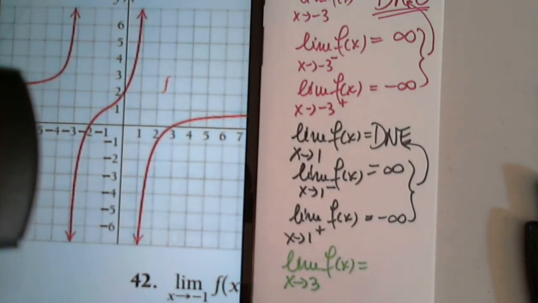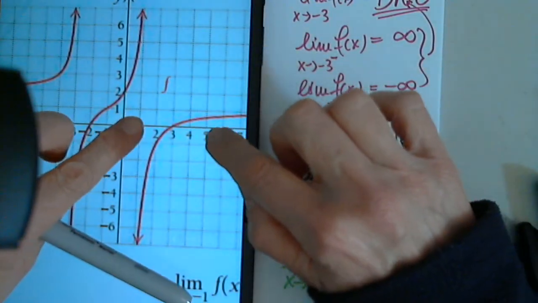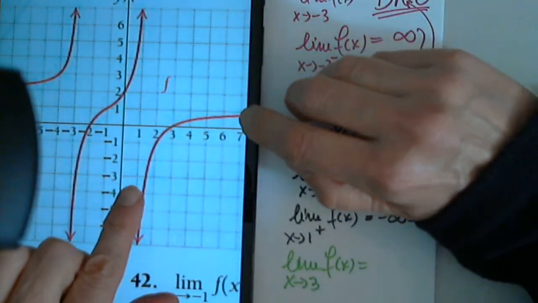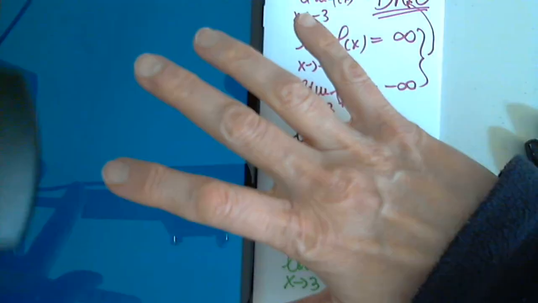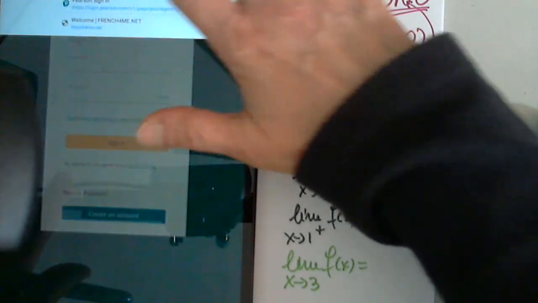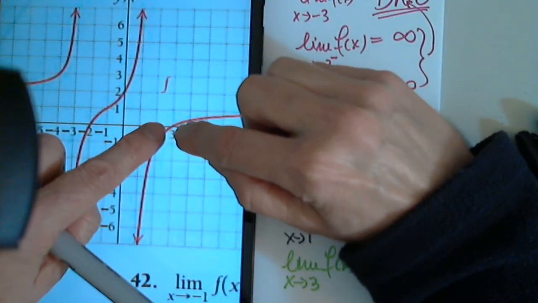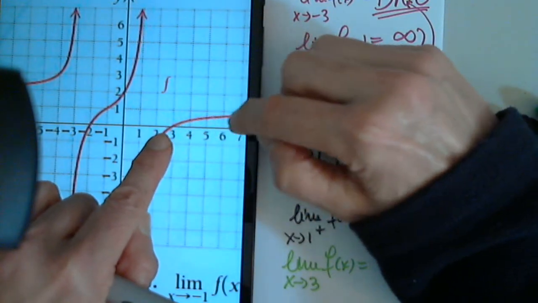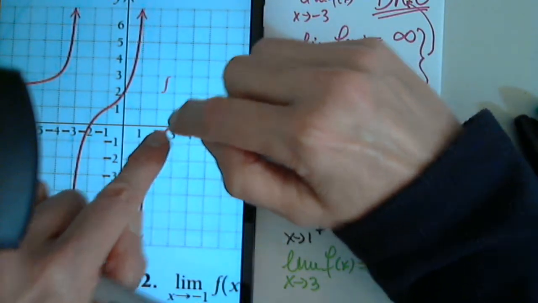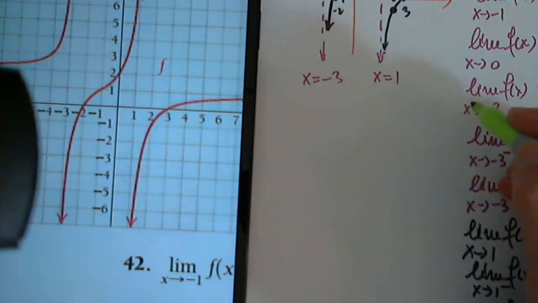Anyone? Yes. So we read from this point. As x gets closer and closer to 3, function values get closer and closer to 0. High to 0, low to 0. Okay, so this is 0 indeed. Moving on. Next one.